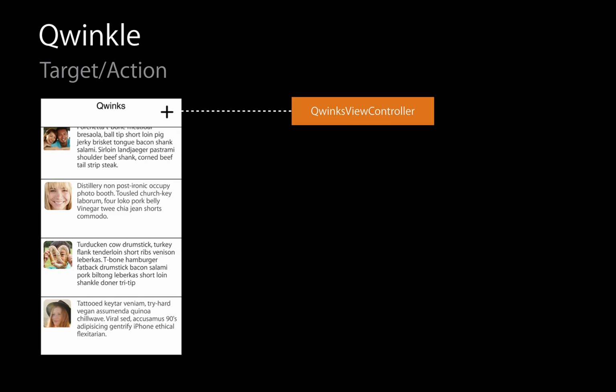Our view controller will also be activated, will be told to do things by the user interface, and we'll use target action, of course, to make that connection. So when you tap on the plus button, it says, what's my target? Oh, my target is this object here, which happens to be the Quinks view controller. What message should I send? Oh, that's the add a new entry message.